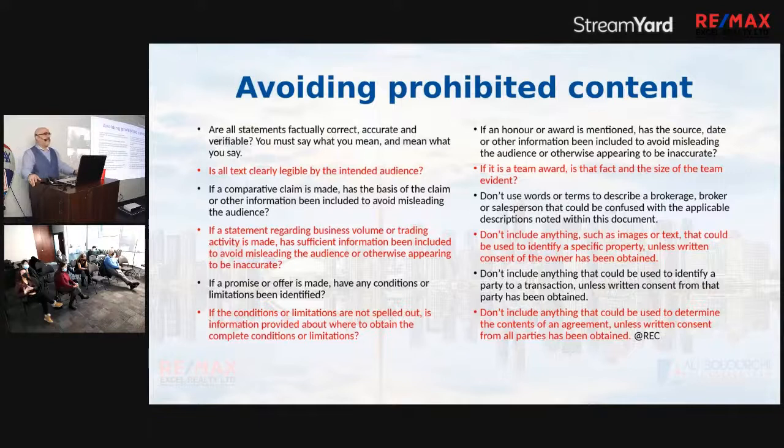So if you're saying I am number one in this area, you have to be able to support it. And you have to tell, okay, I was number this in my office in 2021. I got this award in 2022. So I don't want to take your time that much, but please go to RICO and look at the guidelines.